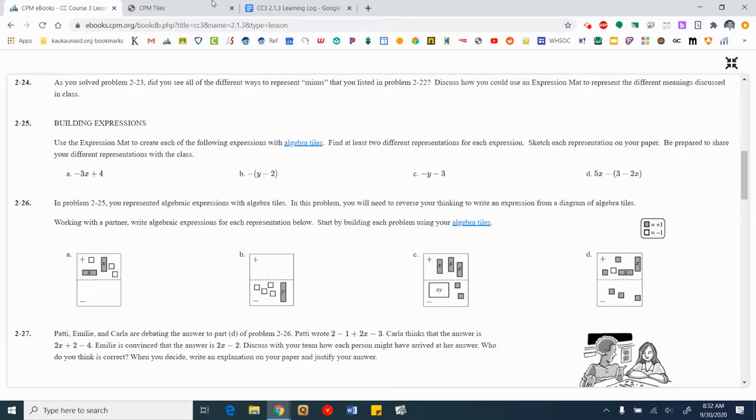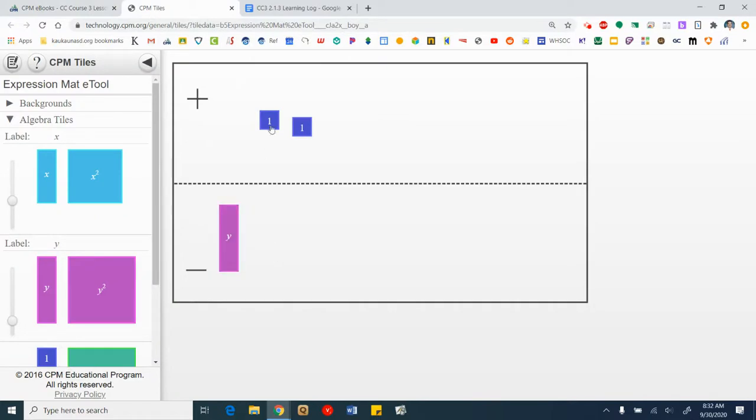All right, minus y minus 3. Minus y minus 3. Here's one way to do it. We could also add a negative y. Or we could do plus a negative 3 minus y. Or plus a negative y plus a negative 3.